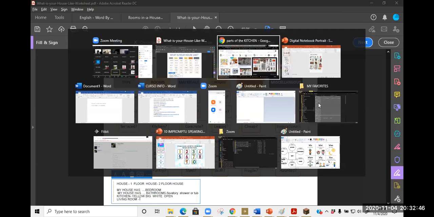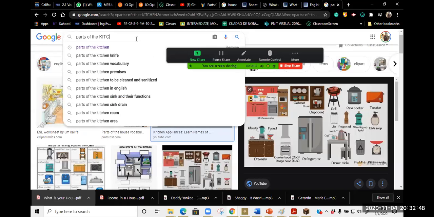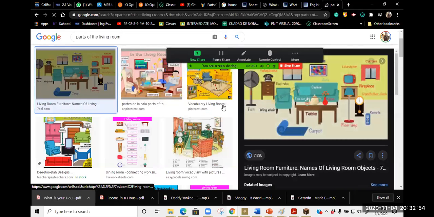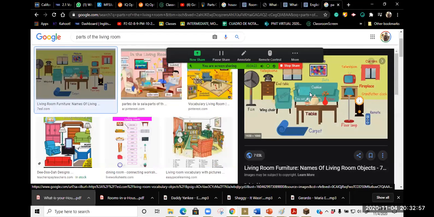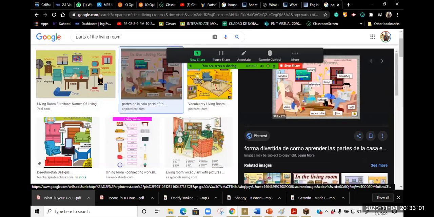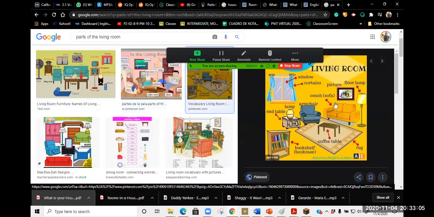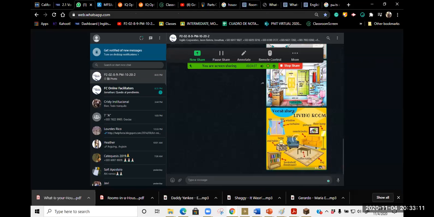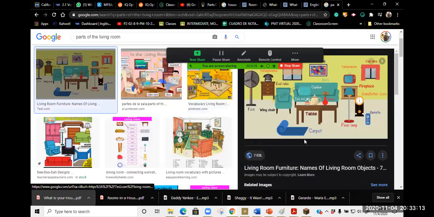Let me share with you. Okay. Let's see some of the things in a living room. Veamos, por ejemplo, cushions. You have couch or sofa, okay? You have a TV, a lamp, windows, pictures. What do you have in your living room? Let me send you some pictures so you can take ideas from here. What do you have in your living room?